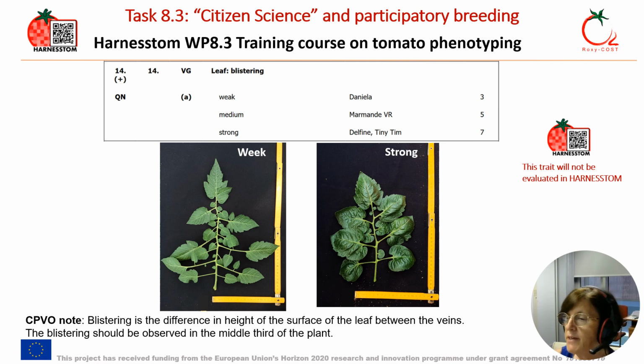Blistering is the difference in height of the surface of the leaf between the veins. The blistering should be observed in the middle third of the plant and can be weak, medium, or strong. If spores of fungus are deposited on a strongly blistered leaf, probably it will be easier for the germination of the spore and the initiation of an infection process.